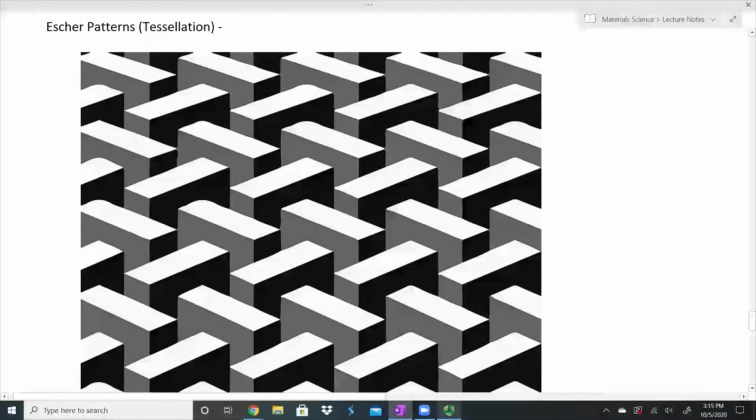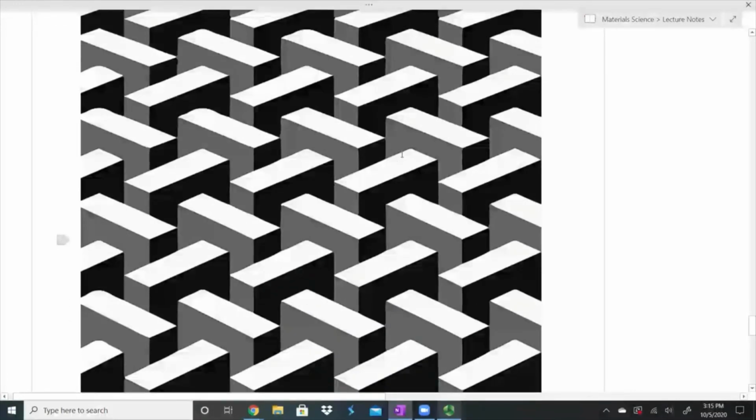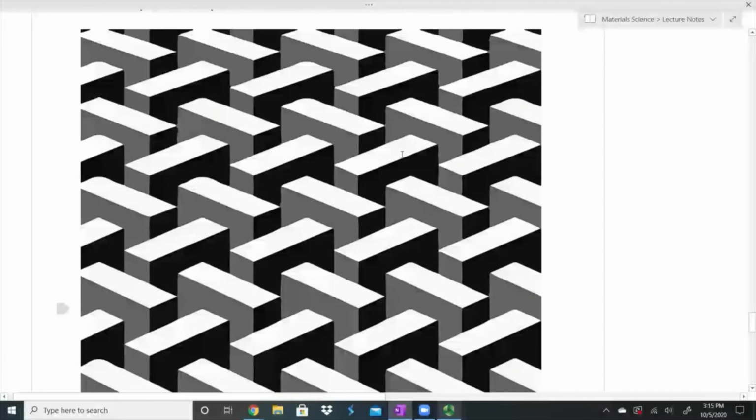Just as a side note, maybe to lighten things up a little bit, we have these tessellation patterns. Some artists come up with these sometimes. Escher came up with a lot of them, and what they are is repeating patterns, and this is basically a 2-dimensional representation of a unit cell.